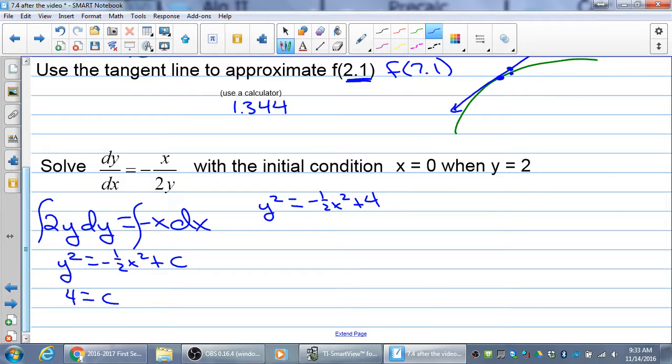And we just need to get y by itself. So y is equal to plus or minus square root of negative 1/2 x squared plus 4. But that is not what AP wants as an answer. You may not get a point for that if they assign a point to the plus or minus. If we add the 1/2 x squared over, 1/2 x squared plus y squared equals 4, this is an ellipse. It's an ellipse.